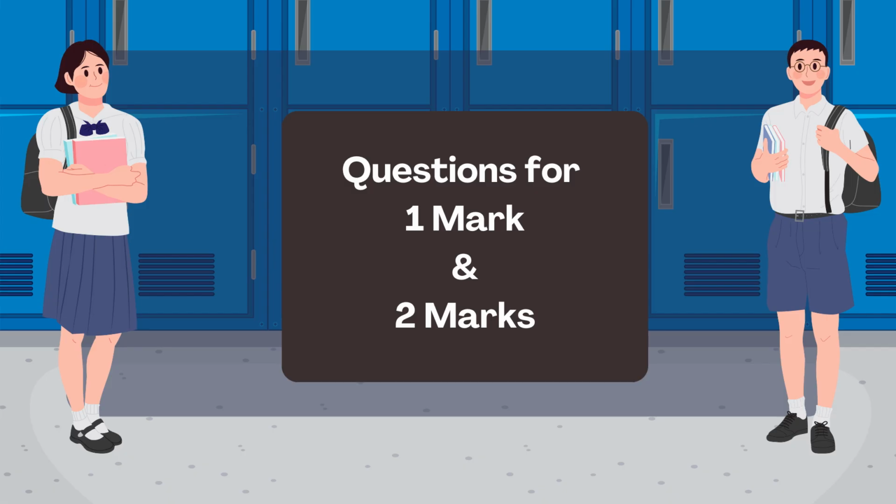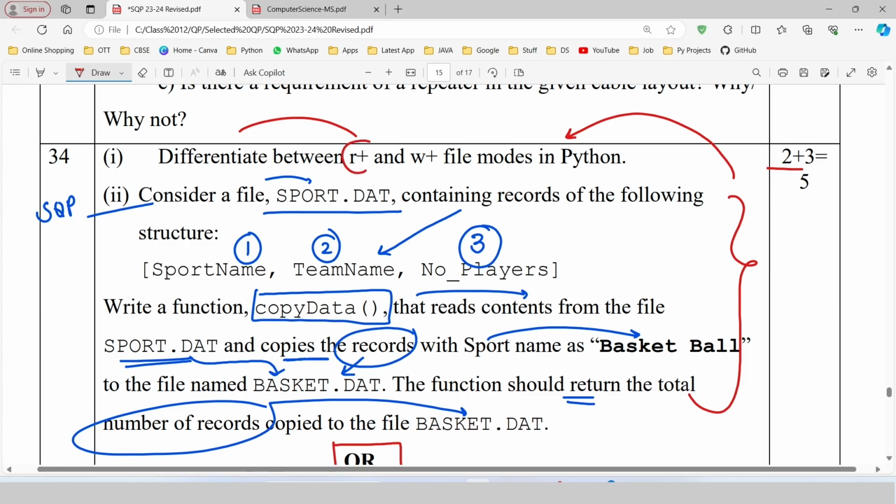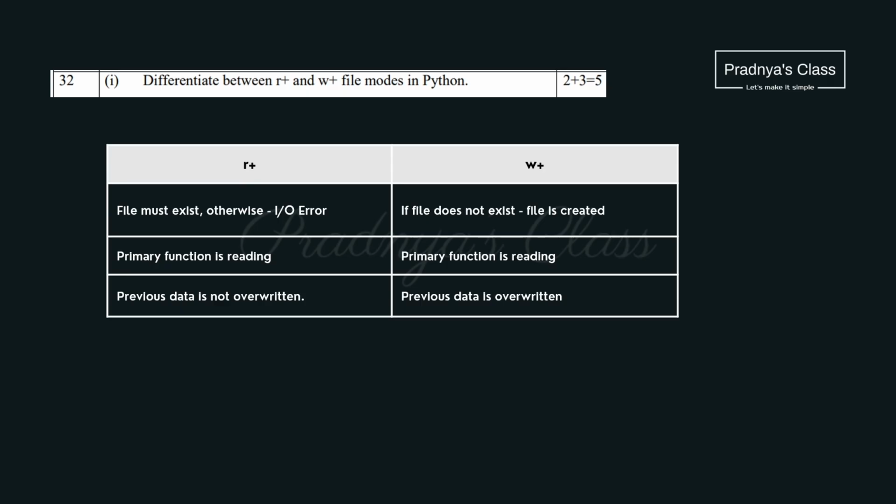Along with the questions where you need to write the code, we have one theory question also which is for 2 marks. Differentiate between R plus and W plus mode. Look at the sum of the differences. In case of R plus mode, the primary function is reading. The file will open in the read mode but it provides write operation too. Whereas in case of W plus mode, the primary function is writing.